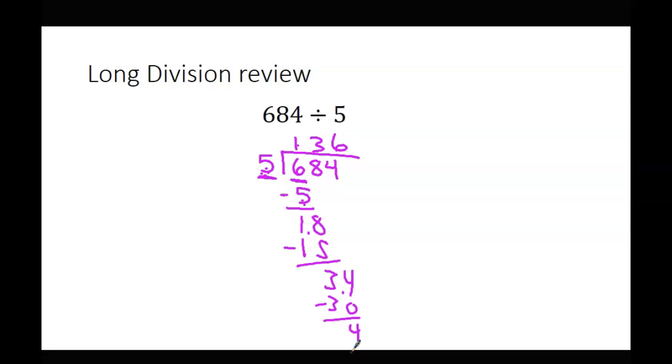So what we do then is we write our answer. Our answer is this number here plus the remainder over the divisor. So it's 136 and 4/5. Okay, and so that is how we do long division. We're going to be doing something very similar today, but with polynomials.